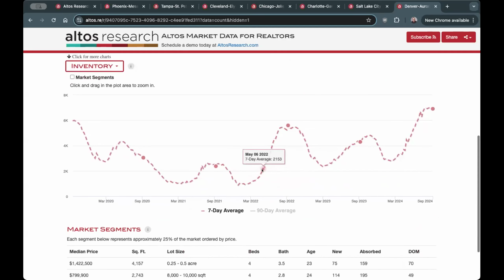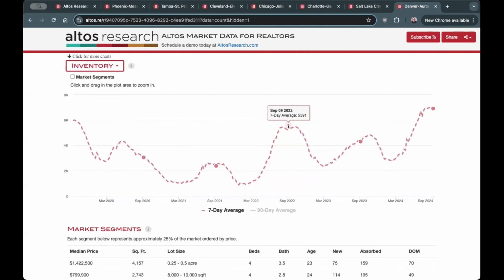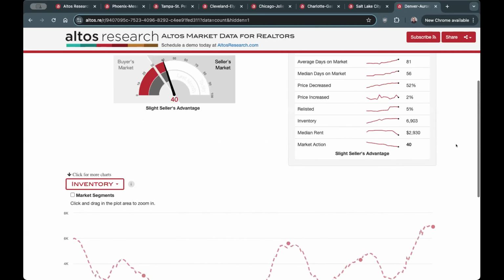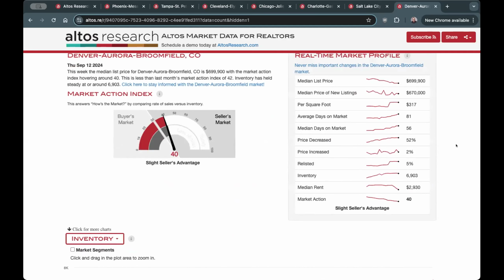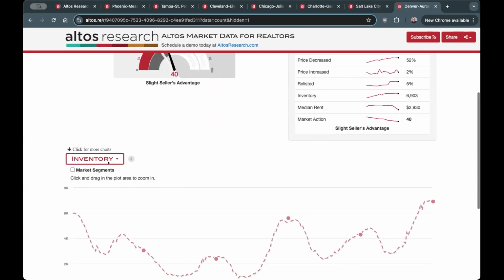Look at that inventory climb from 800 homes on the market to 5,500 in September of 22. Really dramatic slowdown. So Denver has weaker conditions, I think, than many of these other markets that we've been looking at.